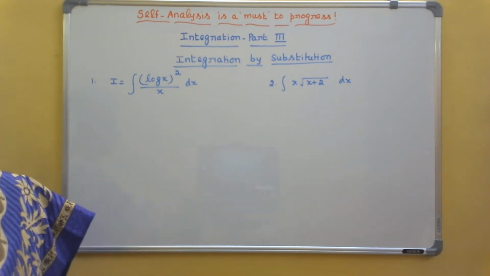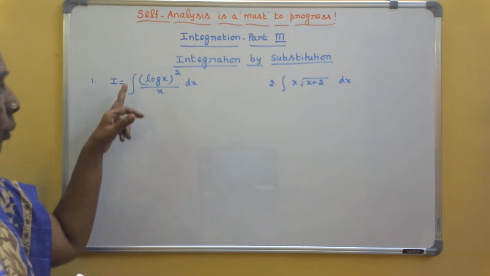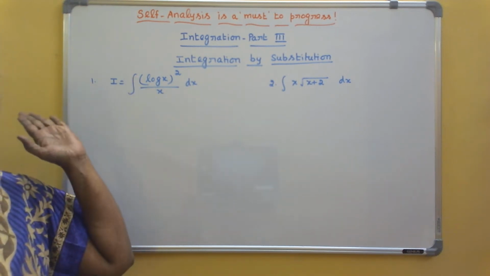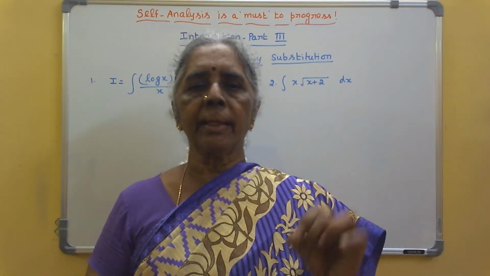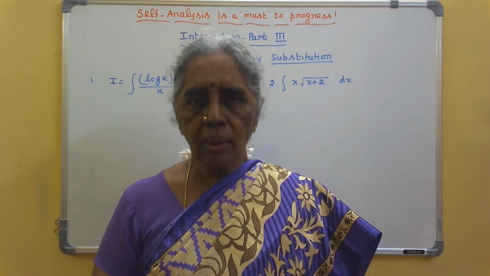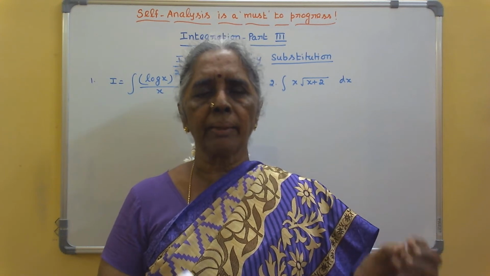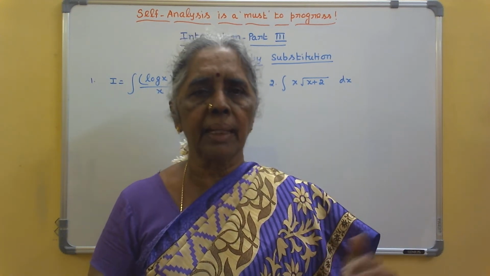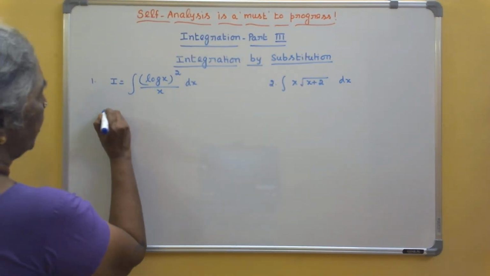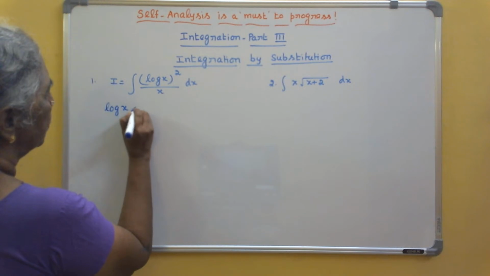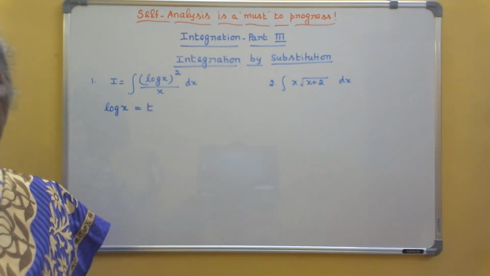If you look at the terms, you have a log x within bracket and you have 1 by x dx. You know, if you differentiate log x, you will be getting 1 by x, isn't it? So, if you substitute whatever is within the bracket, you are able to get the other part in the sum as the differentiation. So, for such type of sums, you substitute log x is equal to some other variable. I am substituting log x is equal to t.